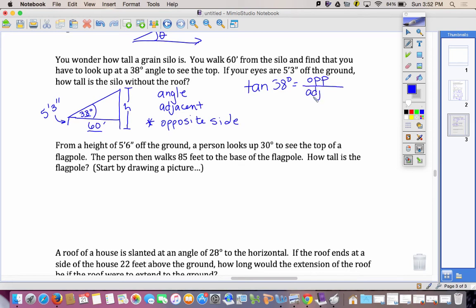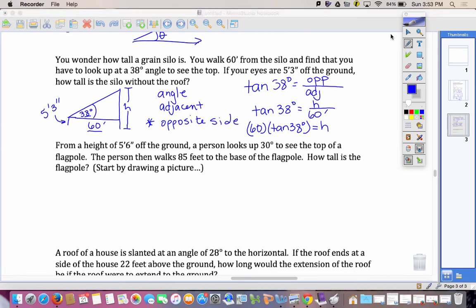So we have tangent of 38 degrees is equal to our height, which we don't know, divided by 60 feet. So we would say 60 times tangent of 38 degrees, and that gives us whatever this height is. So I get this height to be 46.9 feet.